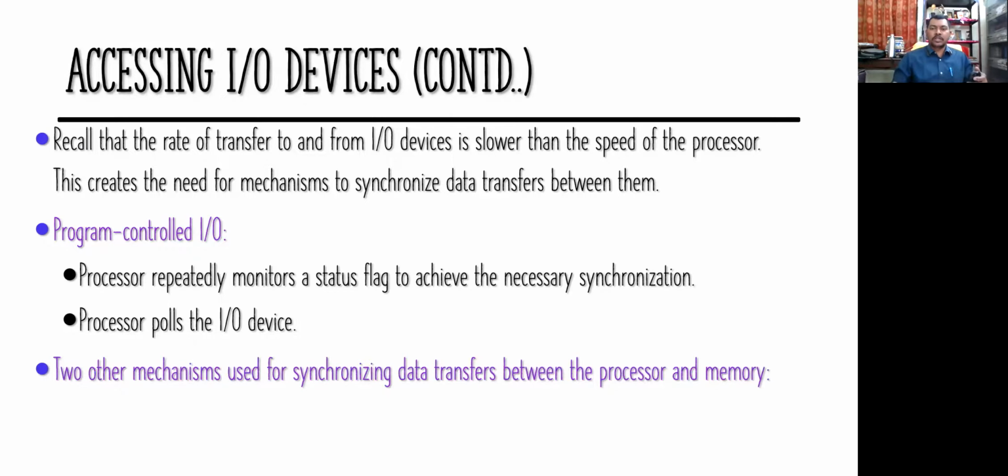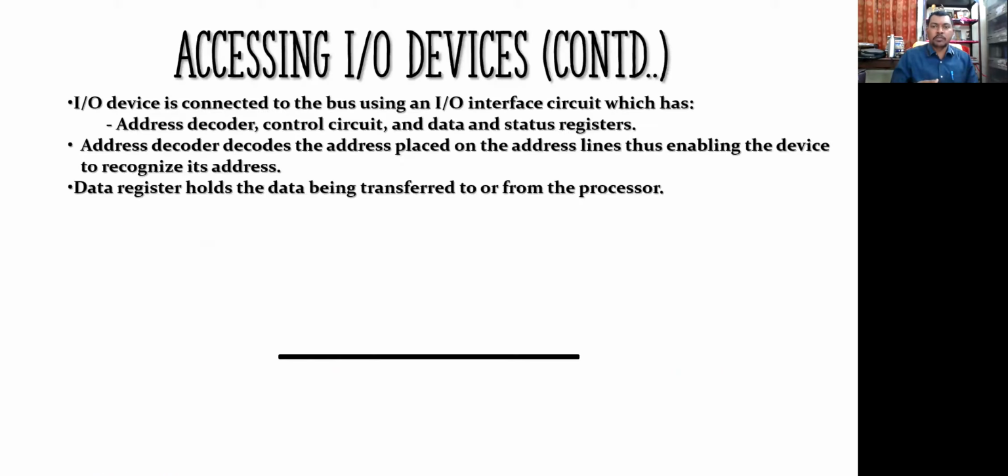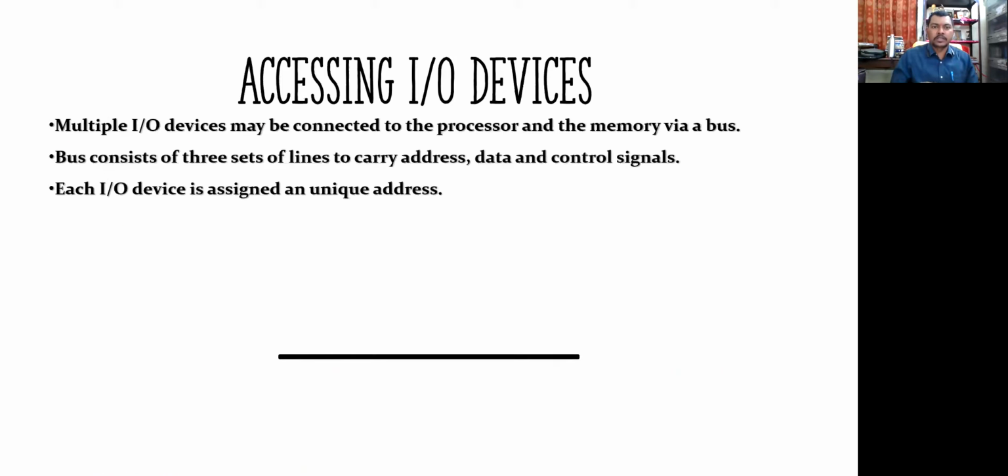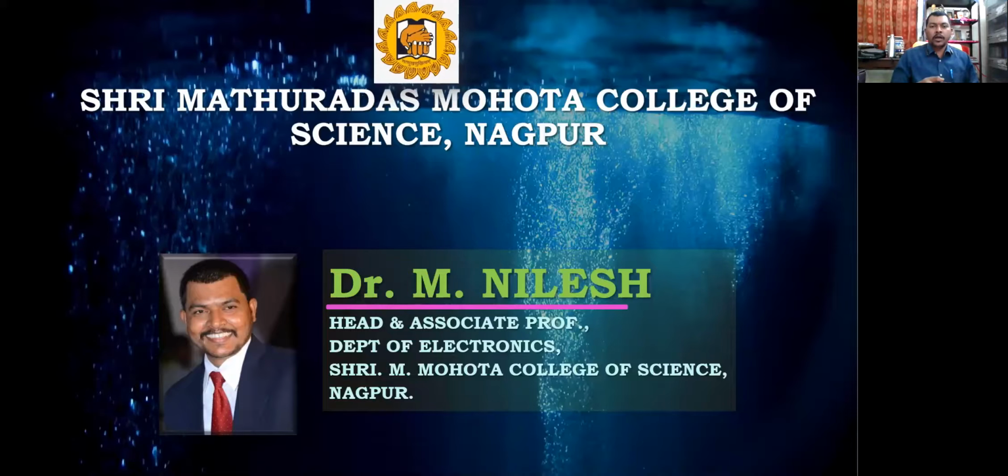There are two other mechanisms used for synchronization of data transfer between processor and memory. That is the interrupt, and the next one is DMA, that is direct memory access. So these are the points which are very essential for that. I'll just sum up what we have studied today, because I guess the time is over now.